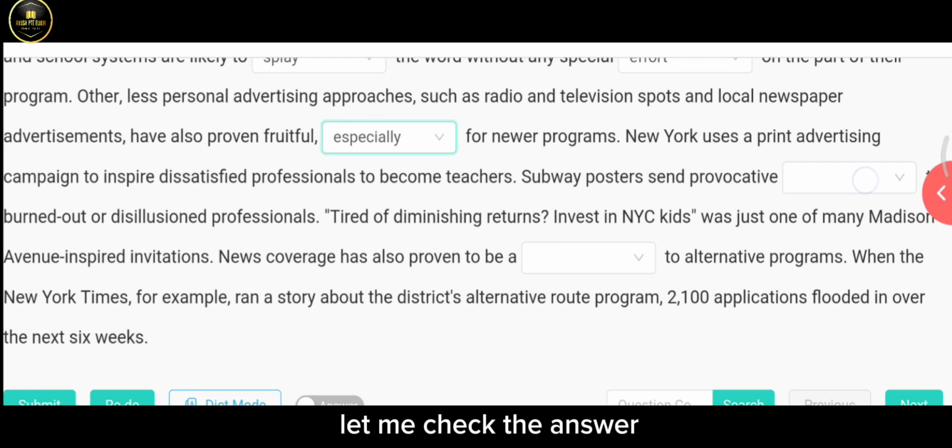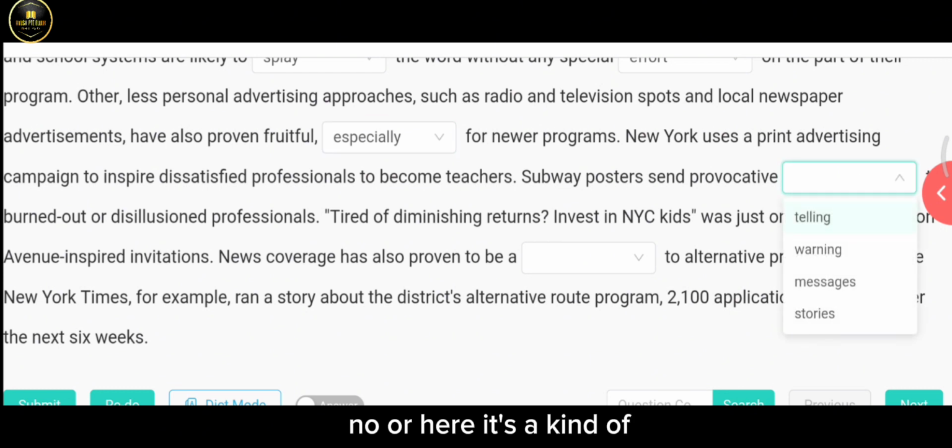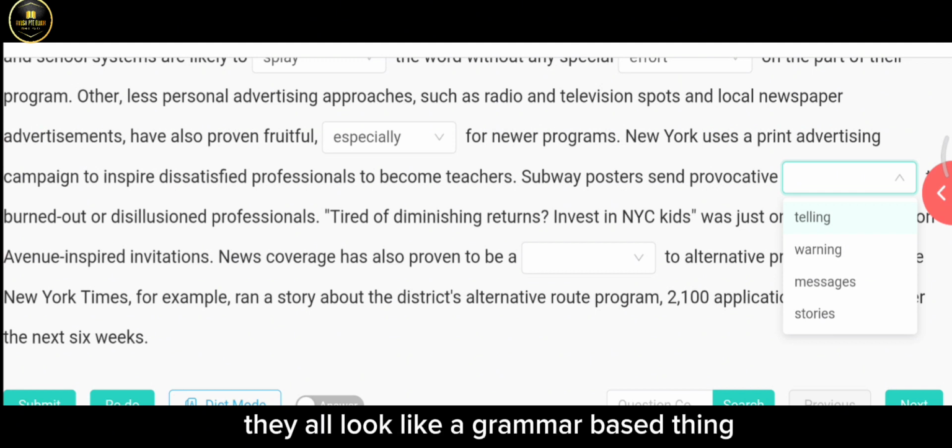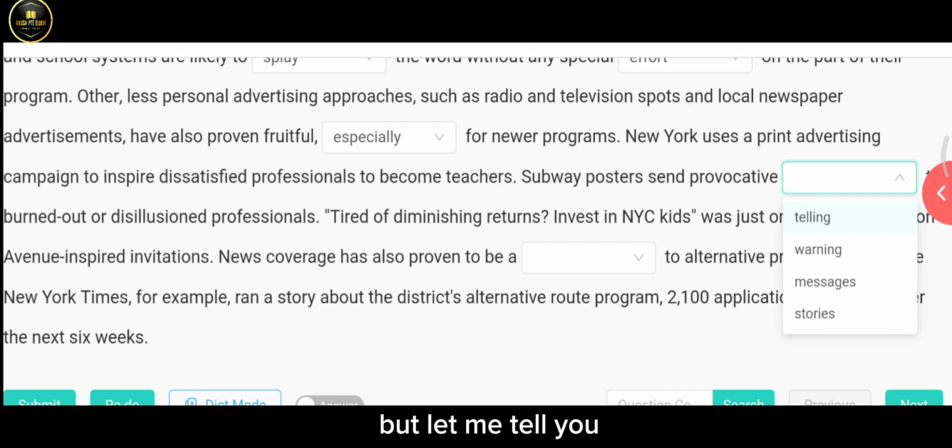Let me check the answer. No, over here it's a kind of verb and nouns as well. Subway posters and send provocative messages. Telling cannot be there because, see, warning, telling, they all look like a grammar based thing, like they are on the verb. But let me tell you, stories and messages, they are kind of nouns. Provocative messages may be there because you can say the warnings. The warning is a kind of message, telling is a kind of message.